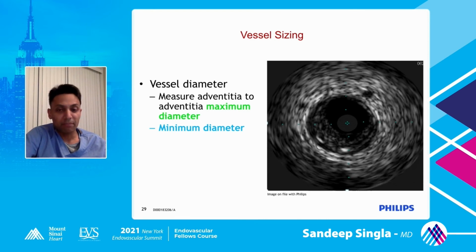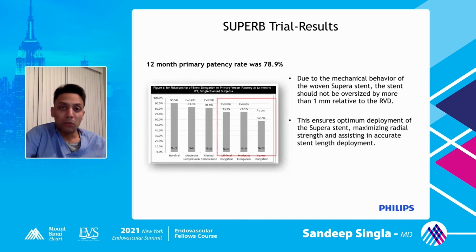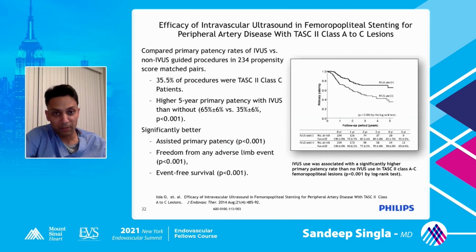Now, coming to the arterial side, the most important indication in my practice to use IVUS is for vessel sizing. And there are three indications in my mind when I use IVUS for vessel sizing. One is when I need to use a covered stent. Number two, when I need to use a Supera stent, because there is a definitive correlation. If you undersize or oversize these stents, then you get suboptimal patency outcomes.